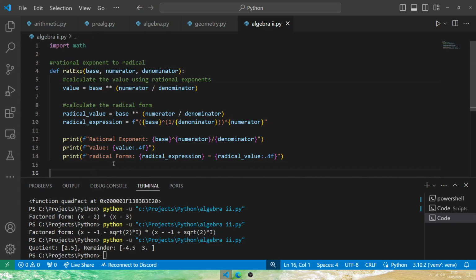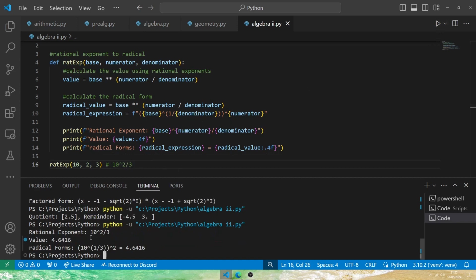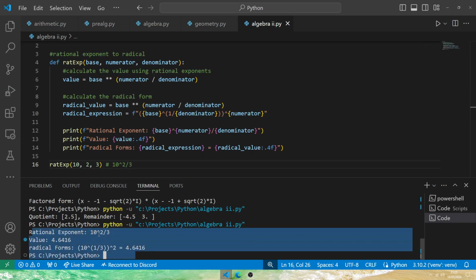So in the end here, we can package it all together. Our rational exponent can use whatever numbers we want. Let's say our base is 10, our numerator is 2, and our denominator is 3. So this would look like 10 to the power of 2/3.